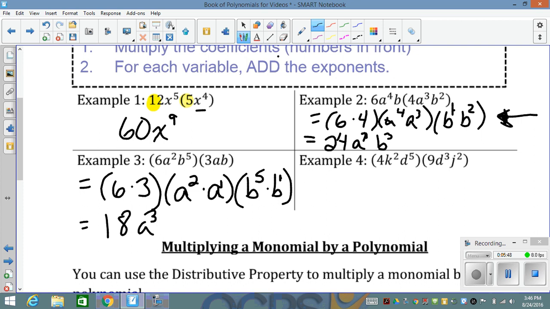Cubed. And then b to the 5th times b to the 1st is b to the 6th. And that is my answer. All right, let's do this last one.